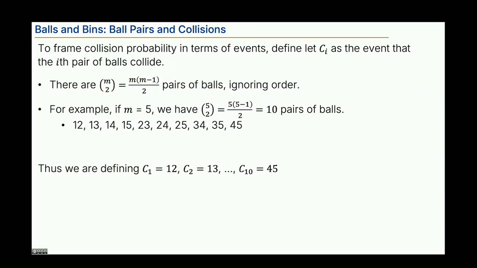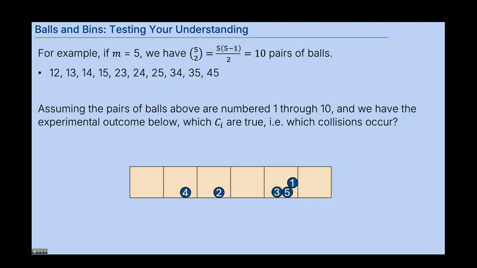And so then the probability I get any collision will just be the probability of the union of these different events I've defined. So let's think more carefully about these events and start doing some of those little clicker questions in a moment. Let's suppose, as my first one, this one you don't have to submit, but if we have these as my 5 balls and I've defined C1 through C10 appropriately, which of the events are true? Which collisions occur?